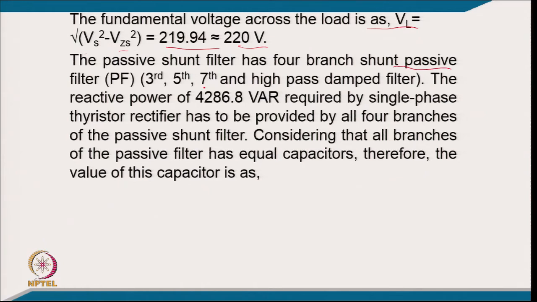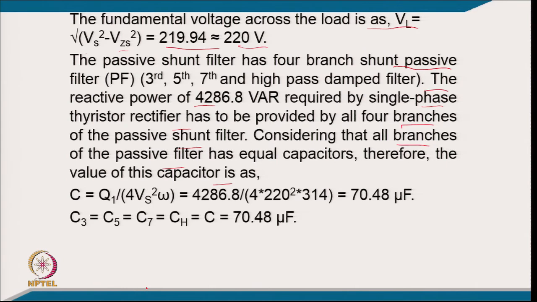The passive shunt filter has 4 branches, with third, fifth, seventh and high pass damped filter, and the reactive power of 4286.8 VAR required by the single phase thyristor rectifier has to be provided by all 4 branches of the passive shunt filter. Considering that all branches of the passive filter have equal capacitors, the value of the capacitor is typically calculated from Q upon 4 Vs squared omega. So, it comes 70.48 microfarad.